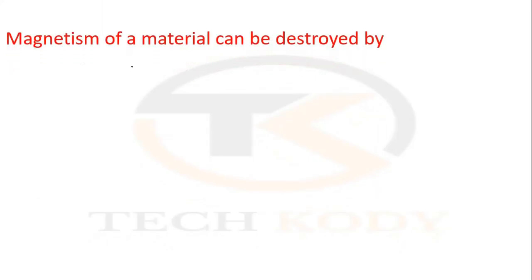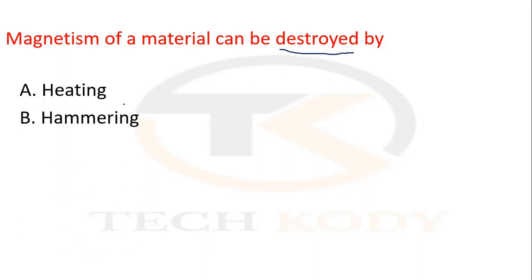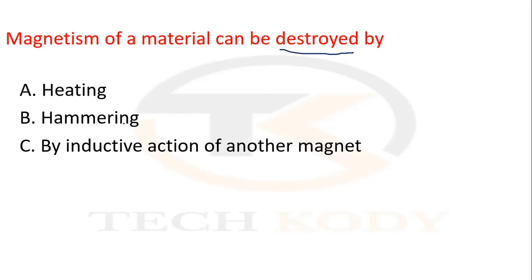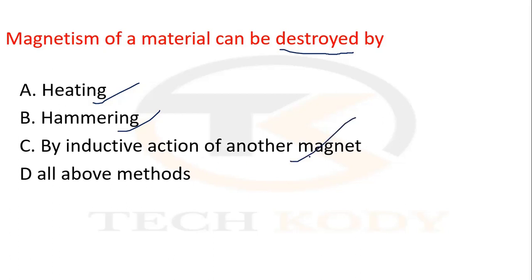Magnetism of a material can be destroyed by: heating, hammering, inductive action of another magnet, all of the above. Here they asked how we can destroy the magnetism of a material. The option is all of the above. By heating you can destroy the magnetism. By hammering you can destroy the magnetism. By inductive action of another magnet we can destroy the magnetism. Option D is the correct one.